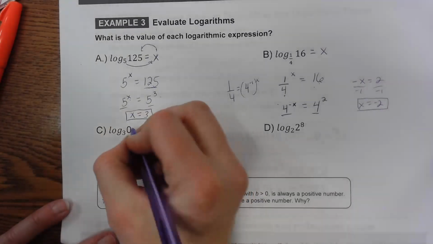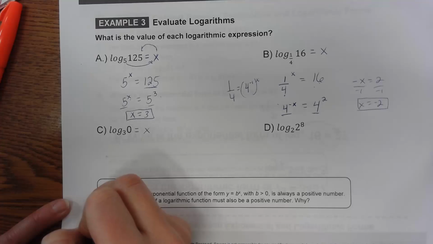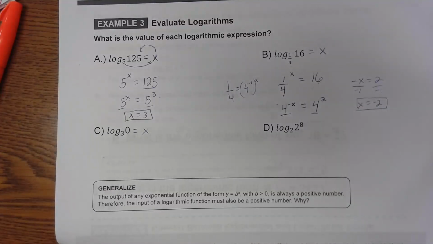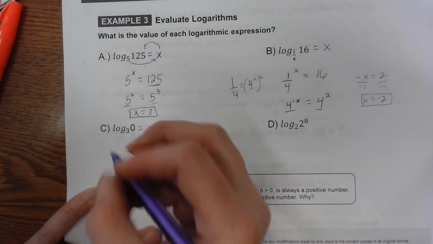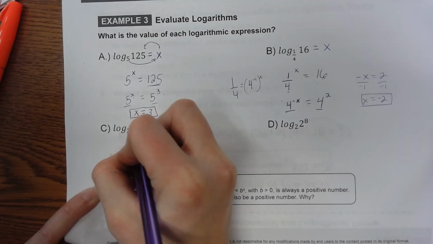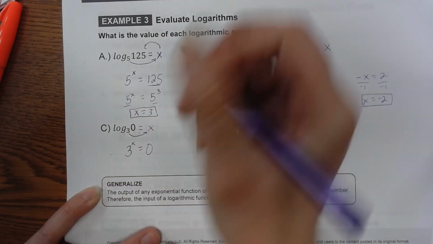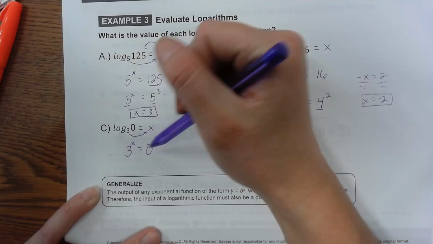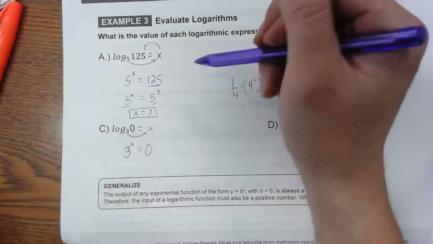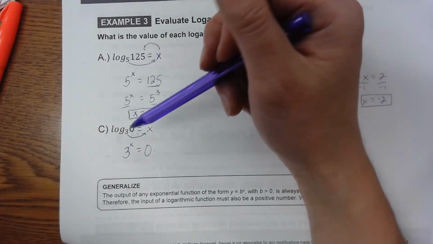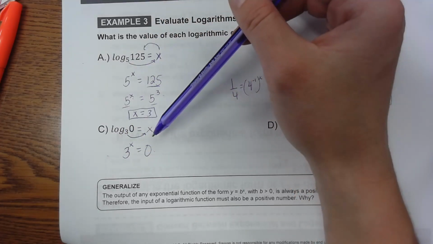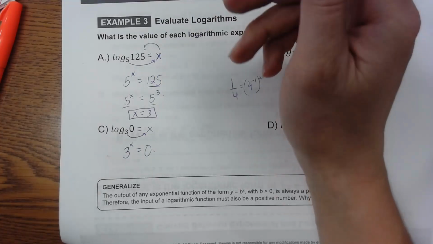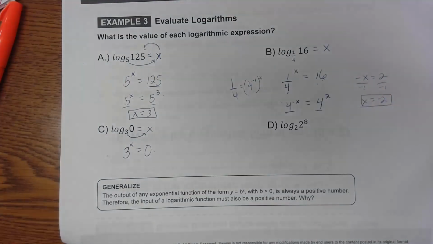Alright, let's try this one. So we're going to set this equal to x. Go ahead, change that into exponential form. Okay, and you should get 3 raised to the x equals 0. Now, I want you to think about this. We can't make 0 with 3 as a base. So when I raise 3 to what power would ever give me 0? And if you think it's 0, well, let's try it in your calculator.